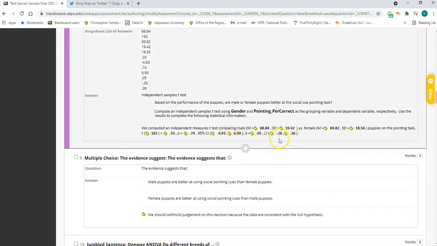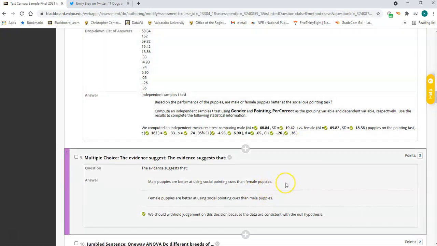Again, in this case, the confidence interval, it might be as low as a quarter of a standard deviation that one group is better than the other, or it might be as high as a third of a standard deviation that the other group is better than that group. So it could go either way, so you should not be very confident.